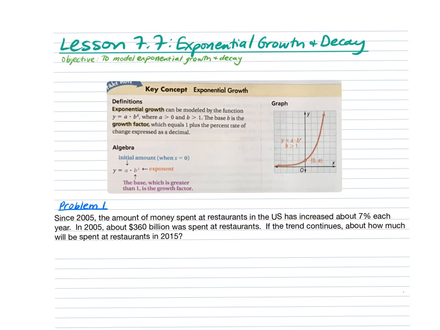Okay, this is the video lesson for Algebra 1, section 7.7, exponential growth and decay. So here we're just going to model exponential growth and decay.